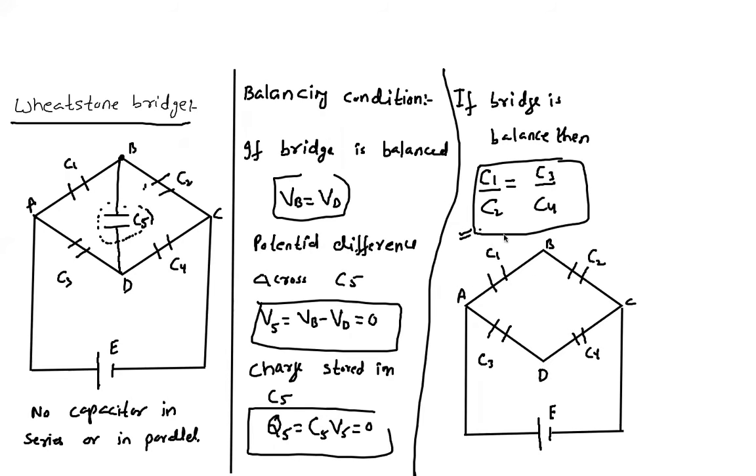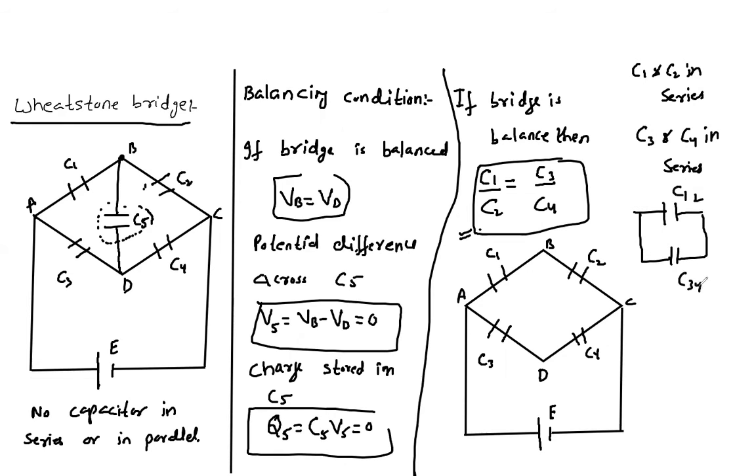Can you guess which two capacitors are connected in series now? C1 and C3? Not C1 and C3, there is branching. Sorry. C1 and C2 are in series, and C3 and C4 are in series, and the two combinations are in parallel. Now this is a solvable circuit.